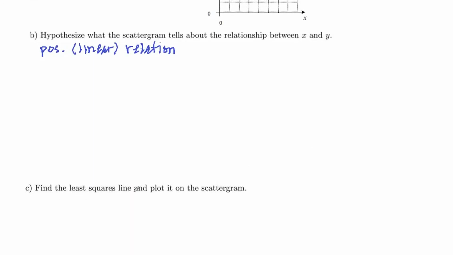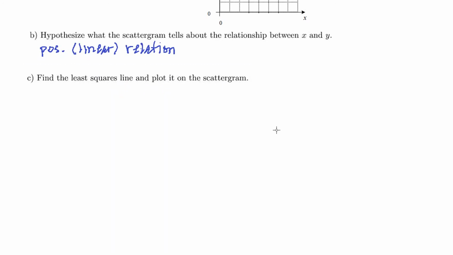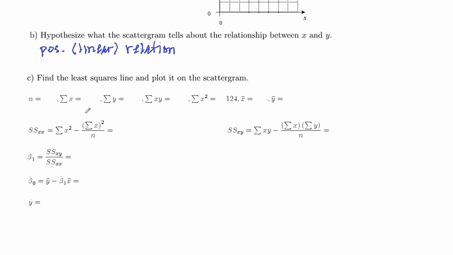And then next up, we're going to go ahead and find our least squares line and plot it on the scatter diagram. So here's all the pieces that we need. We need to first do two variable statistics, enter our data into the TI, and then we'll need the sum of squares of xx, sum of squares of xy. Our slope is the ratio of the sum of squares. And then our y-intercept, beta 0 hat, is y bar minus beta 1 hat times x bar, the slope times x bar. And then we can go ahead and list our least squares line. So let's go ahead and do that real quick.